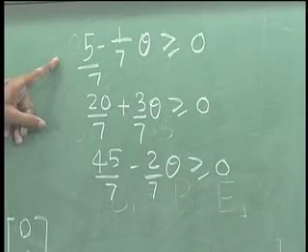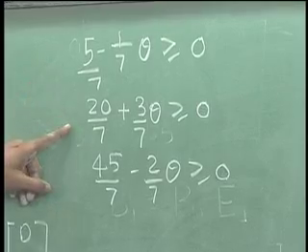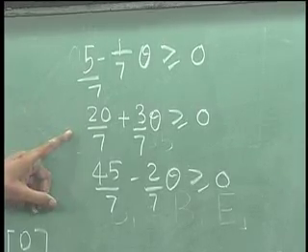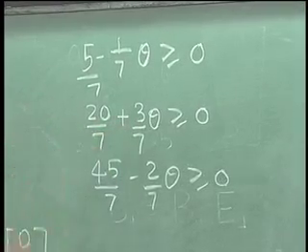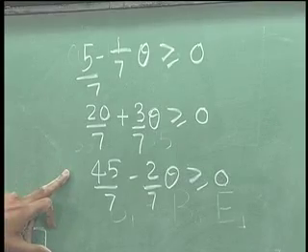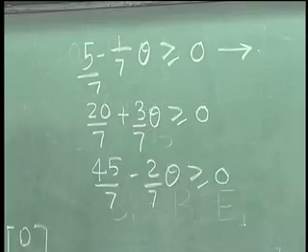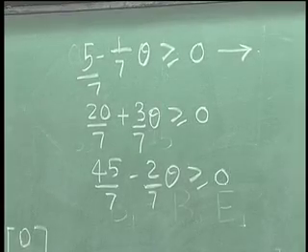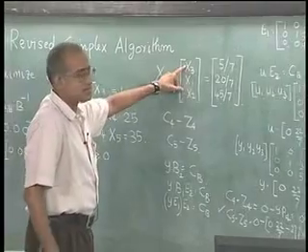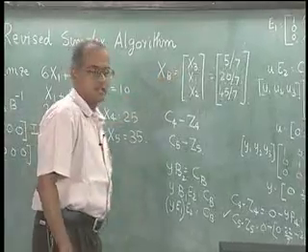This would give us theta equal to 5. This would give us theta equal to any value because we have a positive coefficient here, and this would give us theta equal to 45 by 2. Therefore, this is the variable that leaves. So, variable x3 is the variable that leaves, and the basis now changes.